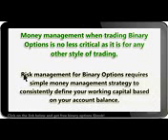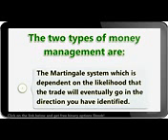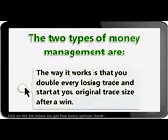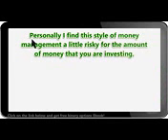Risk management for binary options requires a simple money management strategy to consistently define your working capital based on your account balance. The two types of money management are the martingale system and the non-martingale system. The martingale system is dependent on the likelihood that the trade will eventually go in the direction you have identified. The way it works is that you double every losing trade and start at your original trade size after a win.